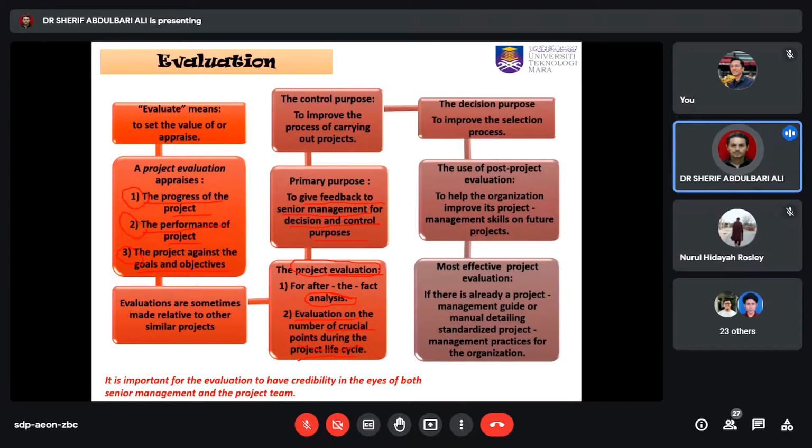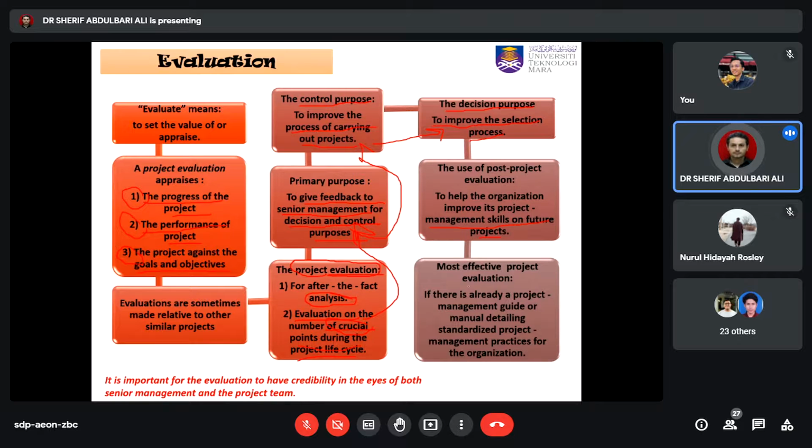And why do we actually need to control? What is the purpose of control? It's to improve the process of carrying out the project, and also to make a decision to improve the selection process. So maybe we are evaluating some crucial points, so we report or give feedback to the management. The management is going to control it and give a decision to improve the process. So the use of post-project evaluations is to help the organization improve its project management skills in future projects.